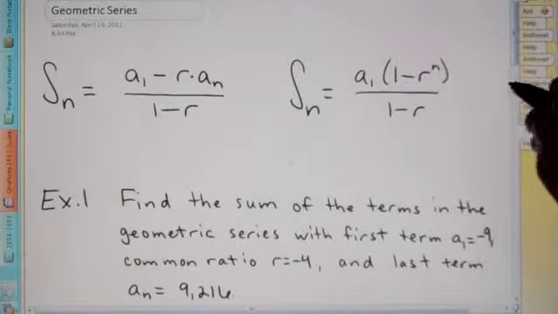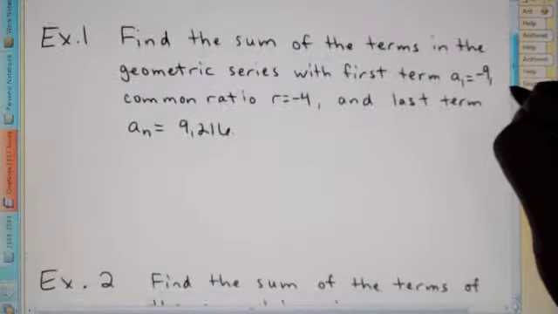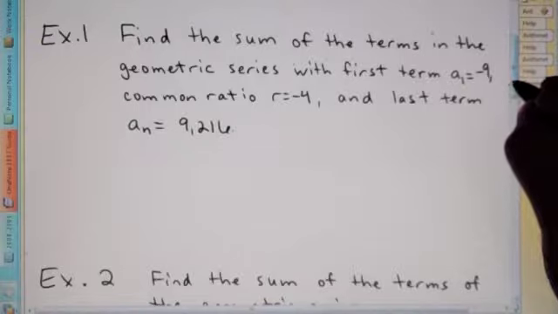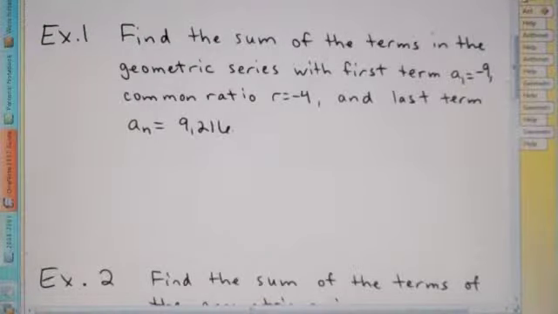So in this case, it says find the sum of the terms in the geometric series with first term a sub 1 equals negative 9. Common ratio is r equals negative 4. And the last term is a sub n equals 9,216.